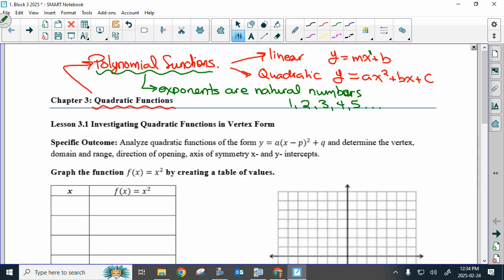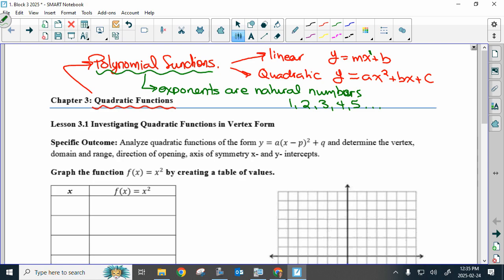So linear functions are part of the polynomial family. Quadratic functions are also part of the polynomial family. And then in grade 12, whether it's 30-1 or 30-2, you're going to do cubic functions, quartic functions, quintic functions. So in grade 10, we do linear functions. In grade 11, we do quadratic functions. And then if you're in math 30-2, you get 4 polynomial functions: the constant, the linear, the quadratic, the cubic.